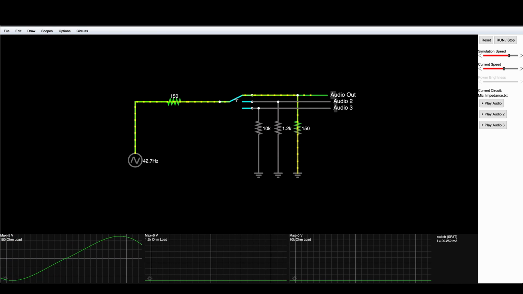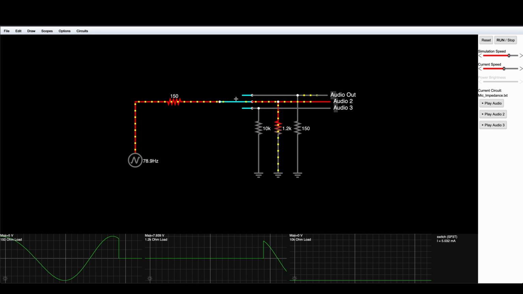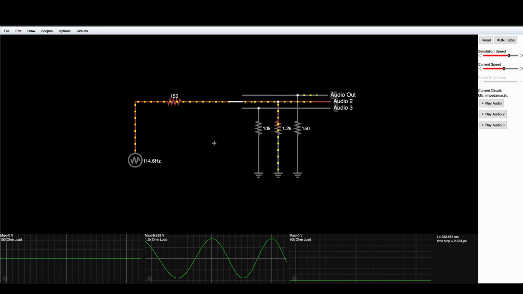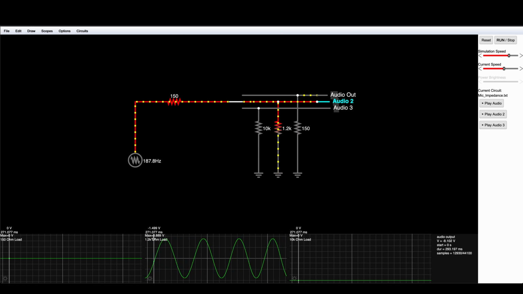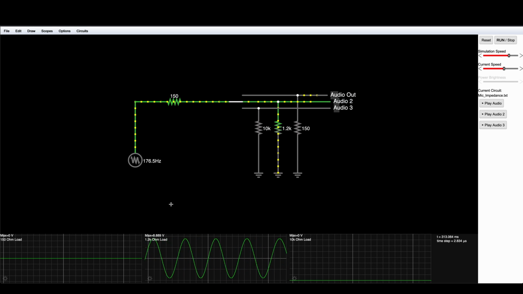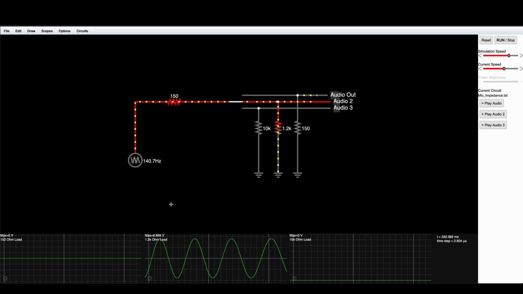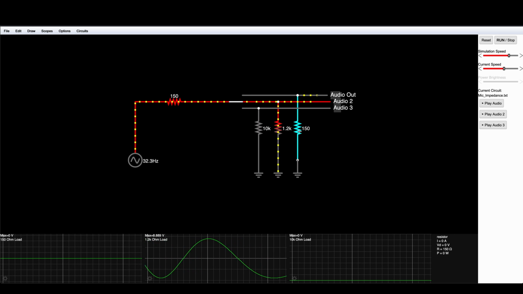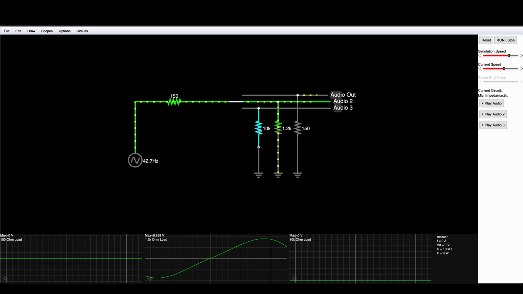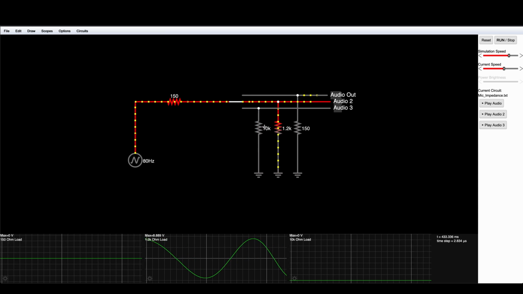Let's take a look at the 1.2K now. The electrons are moving a little bit slower this time, which means there's a lower amperage. If we look at our meter down here, we can see that we're getting 8.889 volts, which is significantly higher than what we got at the lower impedance setting. Notice the inverse relationship between the amperage and the voltage. As the amperage goes down, the voltage goes up and vice versa.